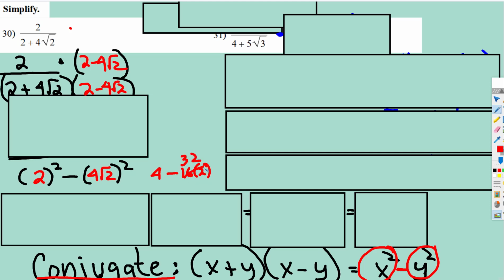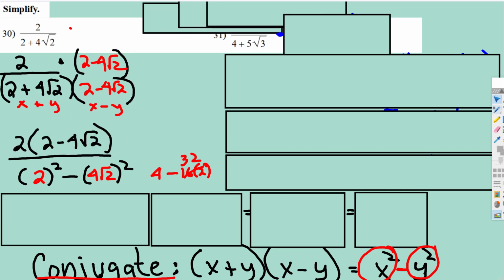Oh, I think I made an error down below, so I'm going to finish doing it this way. So what you have now in the denominator is negative 28. All right, in the numerator, 2 times 2 is 4. And then 2 times negative 4 root 2 is negative 8 root 2. Well, 4, negative 8, negative 28.